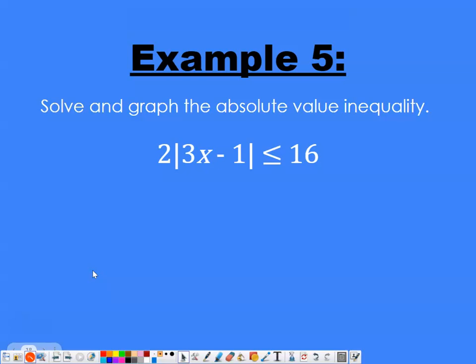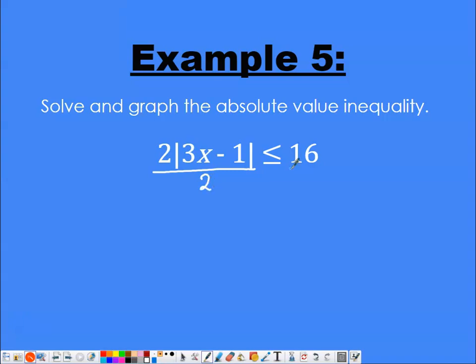Okay. Example 5, solve this inequality. We have 2 times the absolute value of 3x minus 1 is less than or equal to 16. We need to isolate that absolute value. We cannot take this 2 and distribute it through. Absolute values do not work that way. So we need to isolate this using our inverse operations. I'm going to divide everything by 2. Those 2's cancel out, so we have the absolute value of 3x minus 1 is less than or equal to 8.